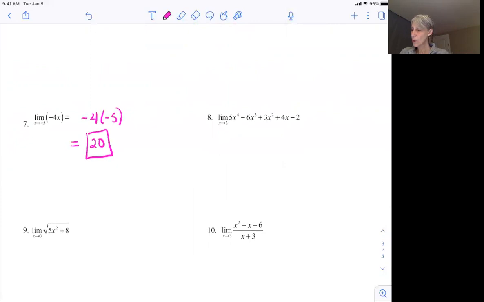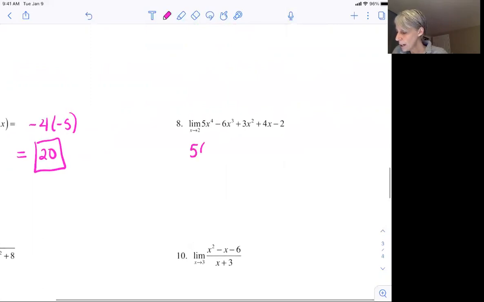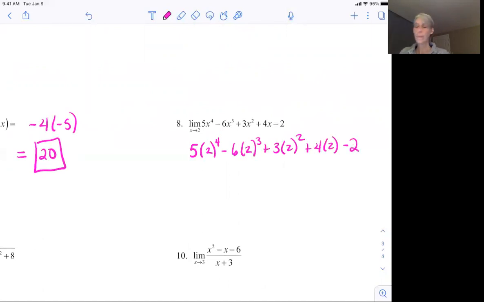The limit as x approaches 2. Okay, now remember, using your properties, you would do each one, but you don't have to do that. Just plug in. 5 times 2 to the 4th minus 6 times 2 cubed plus 3 times 2 squared plus 4 times 2 minus 2. Work out that math. Take a minute or two. When all is said and done, you should get 50 for your answer.